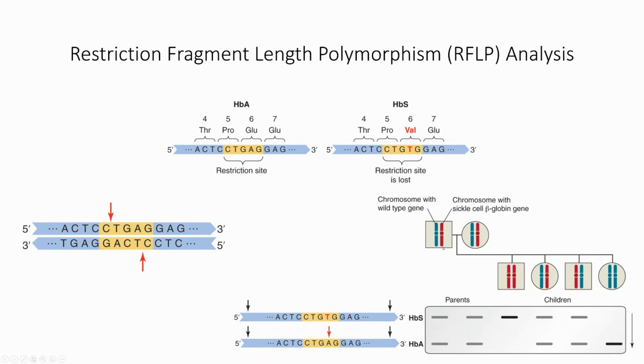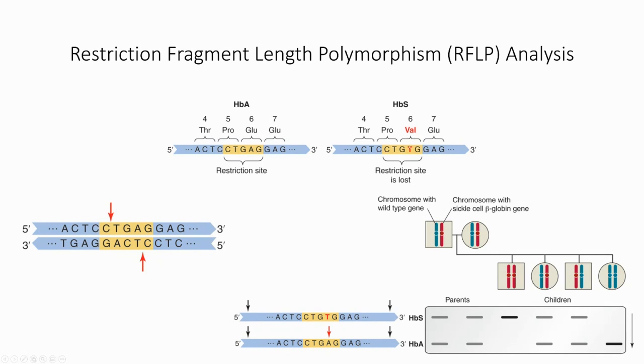And then here, in this example, let's say we have the parents. The father has the wild type chromosome and the carrier. You have the wild type and the mutant, beta, the sickle cell, and the mother is also wild type and sickle cell. The difference is that the wild type has this restriction site, and then the mutant here.